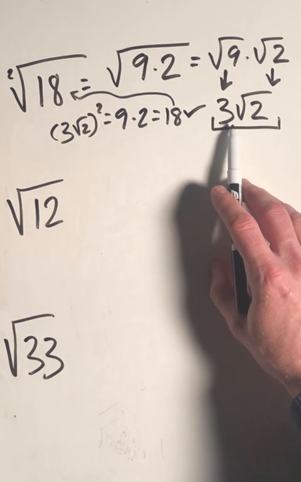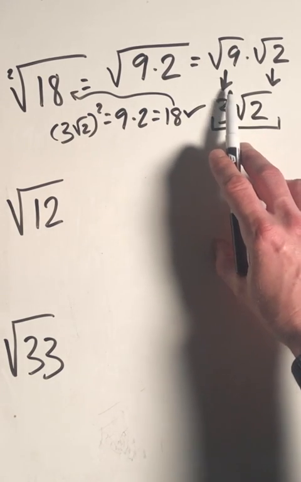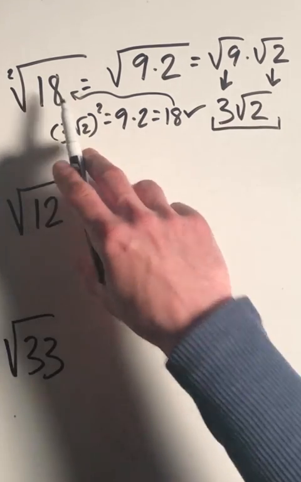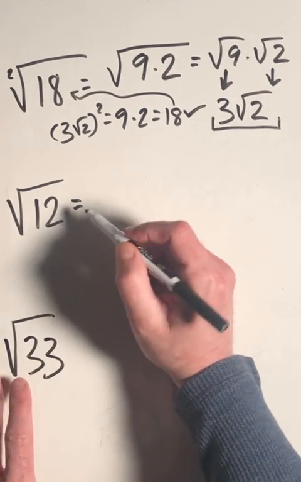We take the number outside and raise it to the power of the index, so 3 squared is 9. We take that number, multiply by what's under here, and we should still get the same number. Okay? We'll do that here with the square root of 12. We're going to use the product rule.